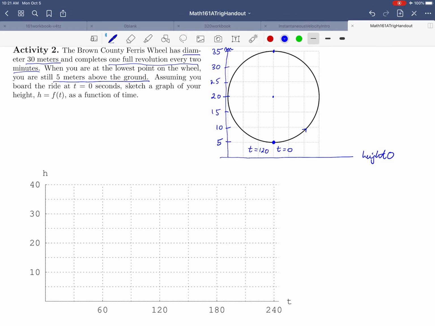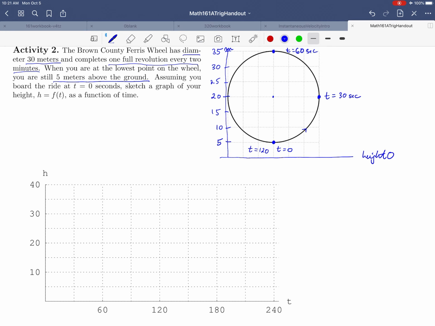Where else? When are we going to be at different points? Well, if it takes us 2 minutes to go all the way around the Ferris wheel, then at t equals 60 seconds, we're going to be at the top, and at time t equals 30 seconds, we are 1/4 around, and so on. We could indicate a lot more points over here.